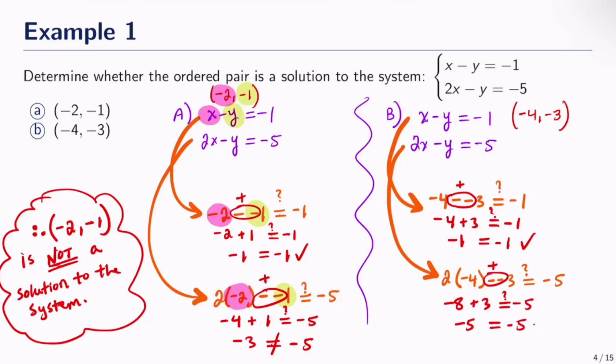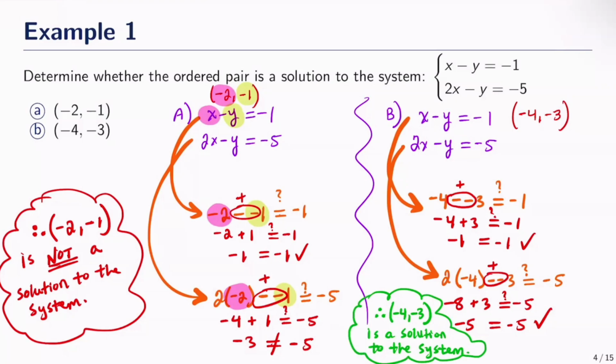So what do we have? We have a solution. How do we write this? Therefore, -4 comma -3 is a solution to the system. And then we're done. Let's go to the next slide.